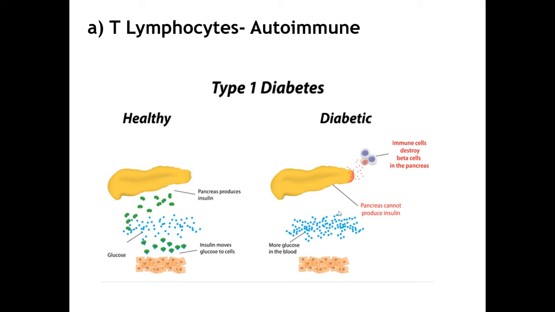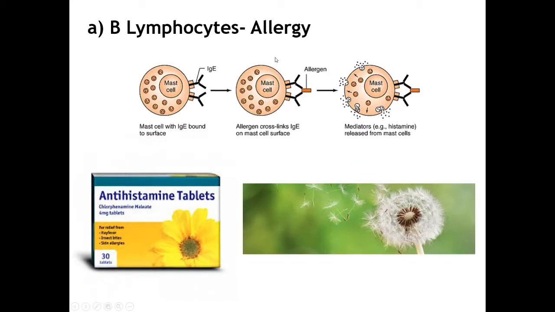Things like Crohn's disease, things like certain types of arthritis. There's lots of autoimmune conditions, auto meaning self, immune meaning immune system. So you are using your immune system against yourself. In autoimmune conditions, it's the T lymphocytes that do this. The B lymphocytes don't get away easy either. They are responsible and at fault for allergy.